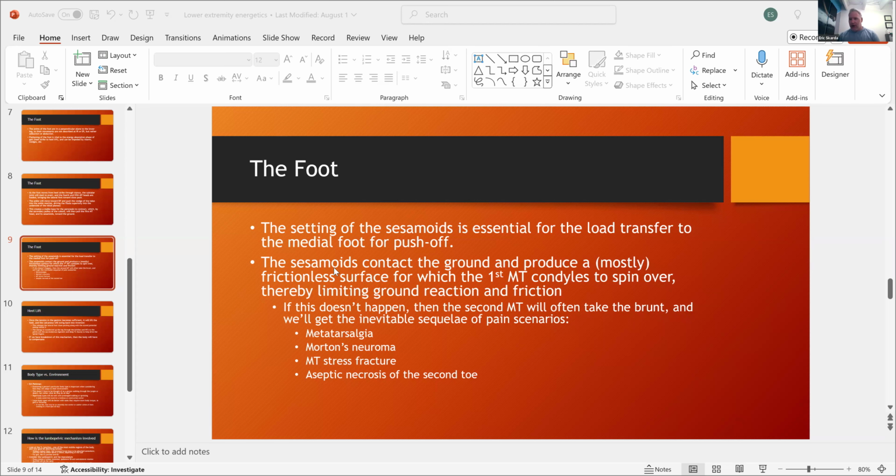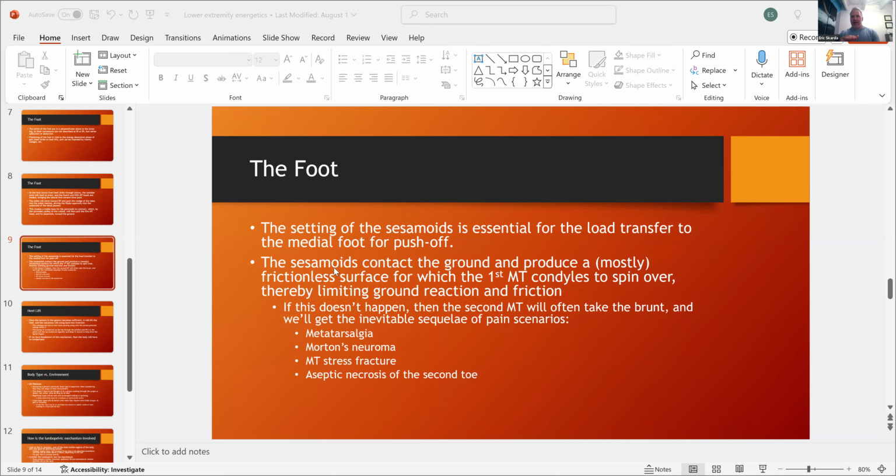So basically, you take the insert out of the shoe, whether it's just the thing that came with the shoe or something specific that's been made by an orthopedic doc, by a podiatrist, et cetera, by an orthotist. You take those out and cut a small piece of felt pad, and then you glue it to the underneath where the big first MTP joint would be.